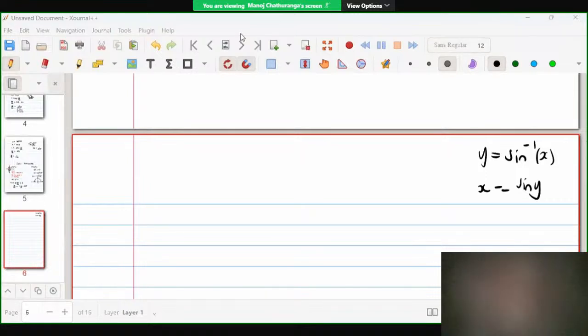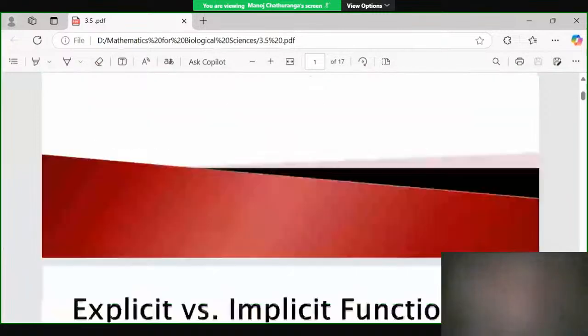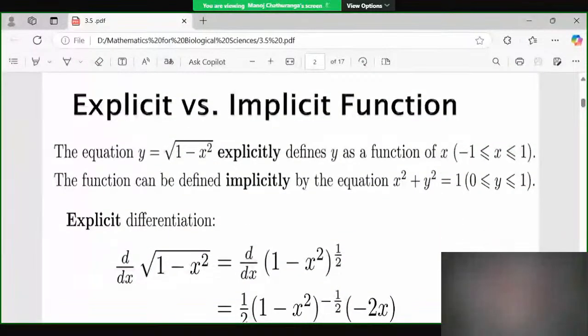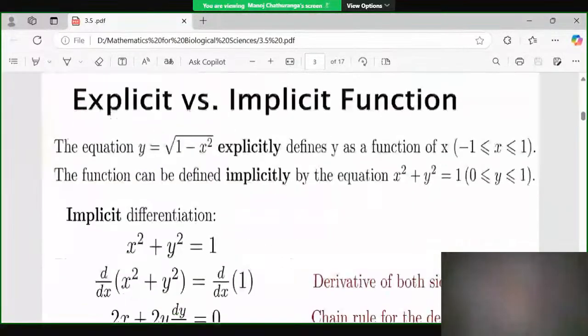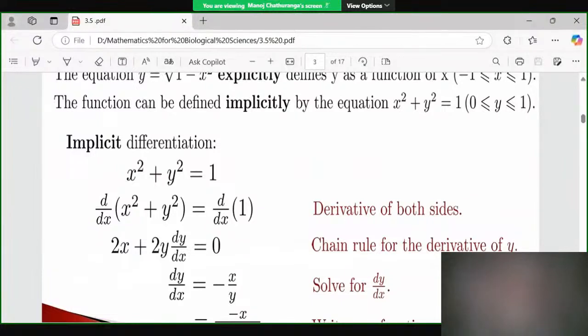Let me show you what I have in my notes about implicit differentiation. Implicit differentiation really talks about implicit versus explicit functions. See here, an implicit function means an equation. Explicit functions are the ones we know, the usual functions. We can differentiate very easily when it has this explicit form, but if it is in the implicit form, we can use implicit differentiation.